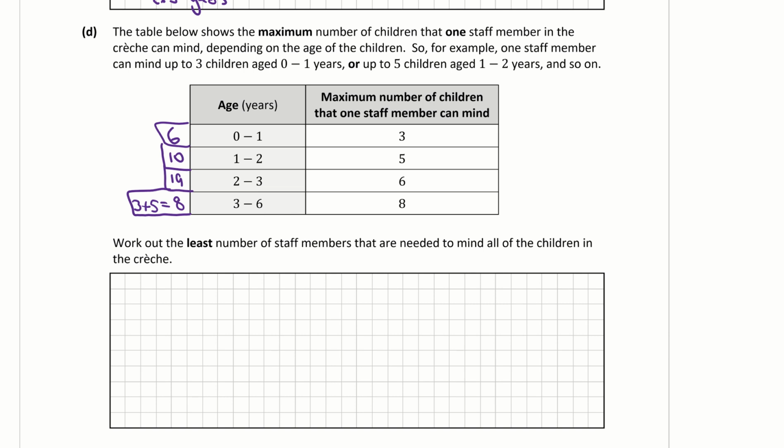So what does that do to us now? So if we come back up here, it says maximum number of children that one staff member can mind. So one person minds 3 kids, whereas I have 6 kids. So that means I'm going to need 2 staff members to mind those 6 children. In the next interval, one person can mind 5, but I have 10. So that's double the amount of people again. So that's 2 people are needed to mind those 10 kids.